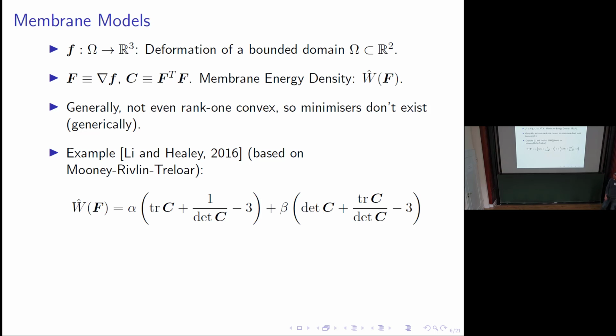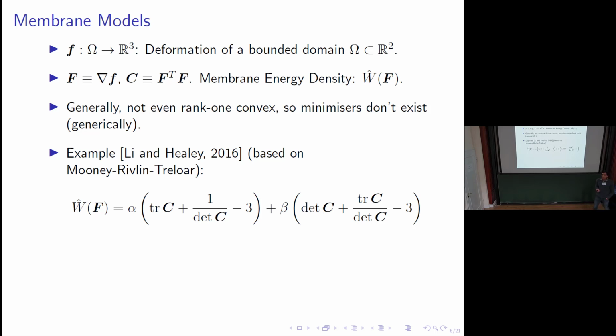experimental thing. So, as you can see, this is dependent on the trace of C and the determinant of C. It actually blows up when the determinant of C approaches 0, but it's not hard to show that this is not even rank 1 convex when F is a 3 by 2 matrix.